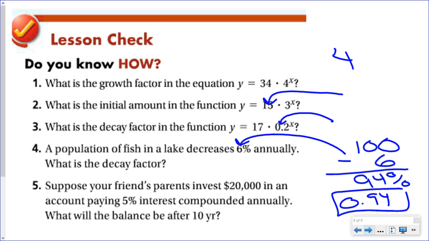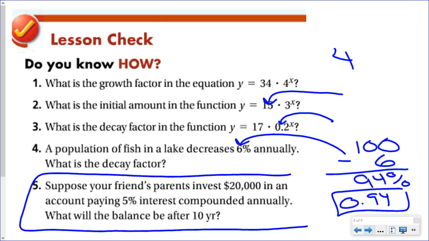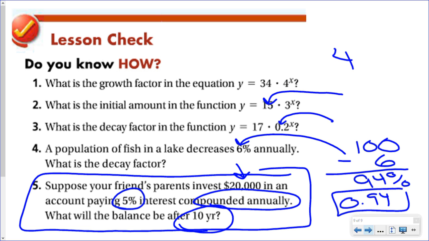And then this one right here, this is your principal. This is your rate. Make sure you change the decimal on that. Compounded annually, so that means that's a 1. And the time is 10 years. So then you set it up and away you go.